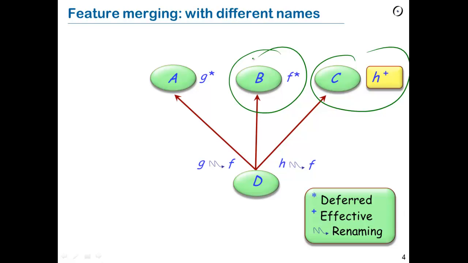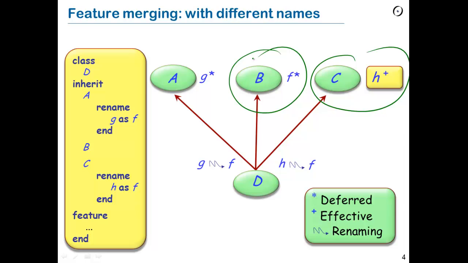So we are going to rename two of them, G into F and H into F, and we are going to, as a result, have three features called F in D, but two of them are deferred, so they're all merged. In this case, we force a merge. Let me show you the actual class text on the left. Class D inherits A. In A, we rename G as F. Remember that we always need the end keyword for such clauses. Then B, in this case, for B we say nothing because we just don't have any renaming or redefinition or anything else to do. And in C, we rename H as F.